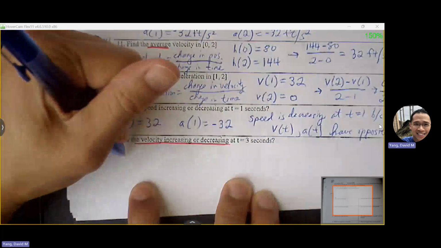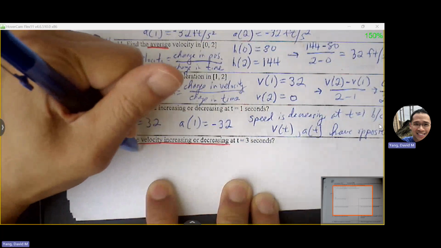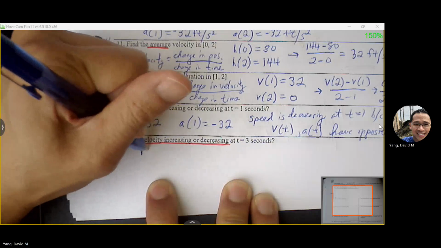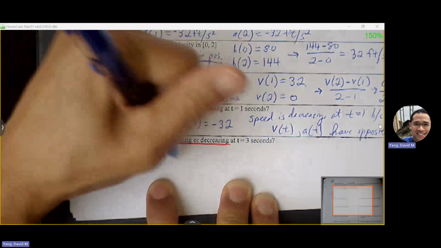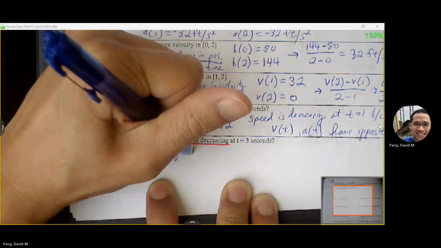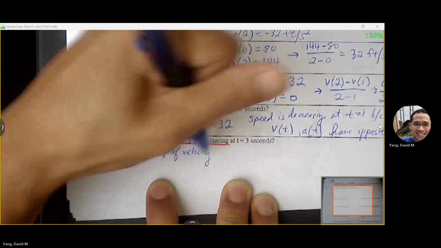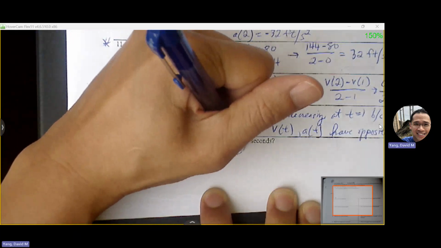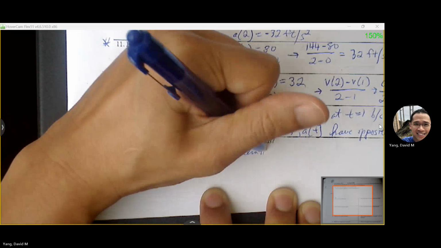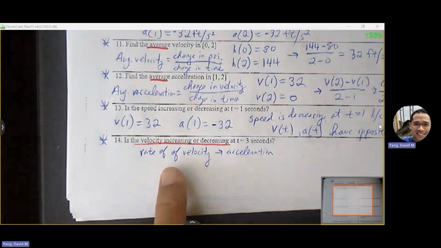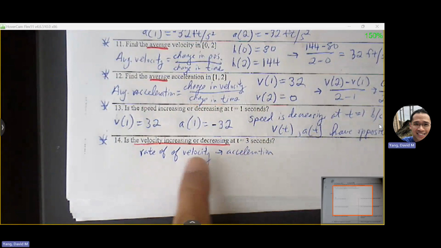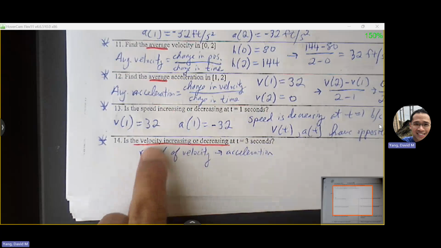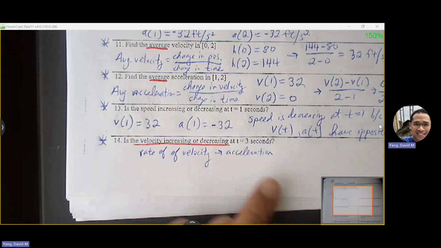So velocity increase, this is talking about the rate of change of velocity, which is really acceleration. So it'd be a lot simpler if the problem just says, is acceleration positive or negative at 3 seconds? But the wording that you're going to get is the velocity increasing, decreasing at 3 seconds?